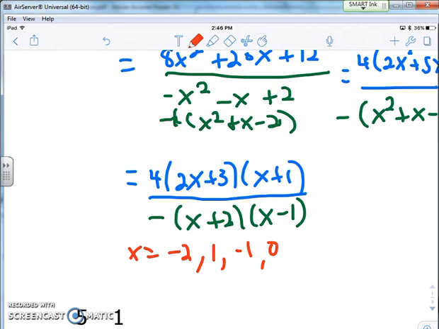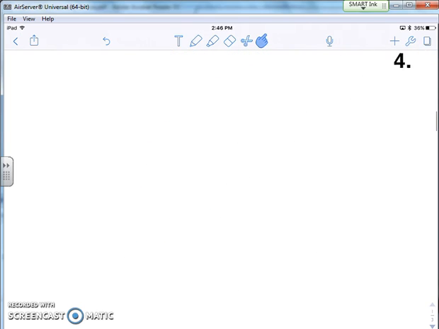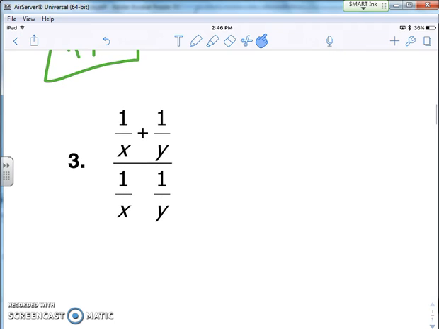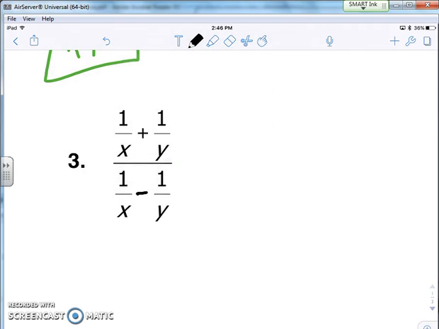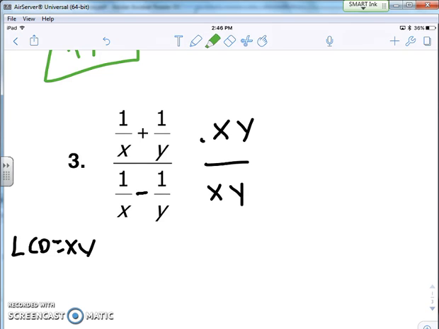So, number 2. Alright, let's move on, see if we can get one more in before we run out of time. Number 3, pretty straightforward. We're missing a negative sign here. So the LCD is just x times y. I'm going to multiply the numerator by xy and the denominator by xy. This will get rid of all of our fractions.